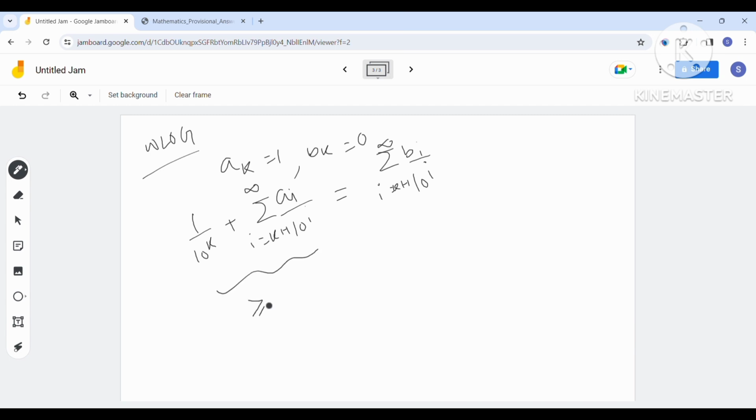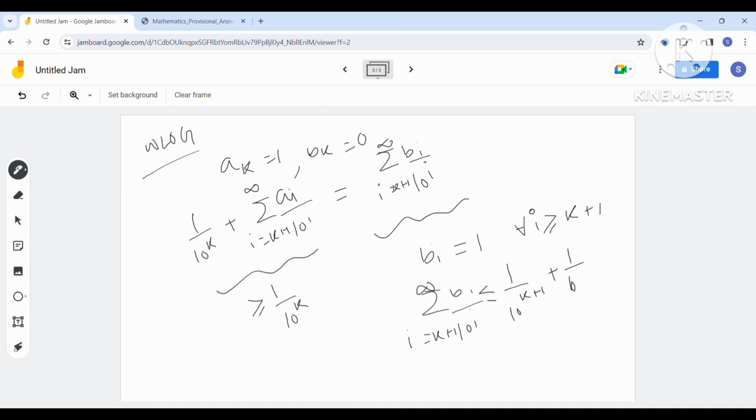In the left hand side this is greater or equal to 1 by 10 to the k, and in the right hand side, if all bi is equal to 1 for all i greater or equal to k plus 1, okay, that means summation bi by 10 to the i, i equal to k plus 1 to infinity, is less than or equal to 1 by 10 to the k plus 1 plus 1 by 10 to the k plus 2 and so on. That is the same as 1 by 10 to the k plus 1 divided by 1 minus 1 by 10. It is the same as 1 by 9 into 10 to the k.